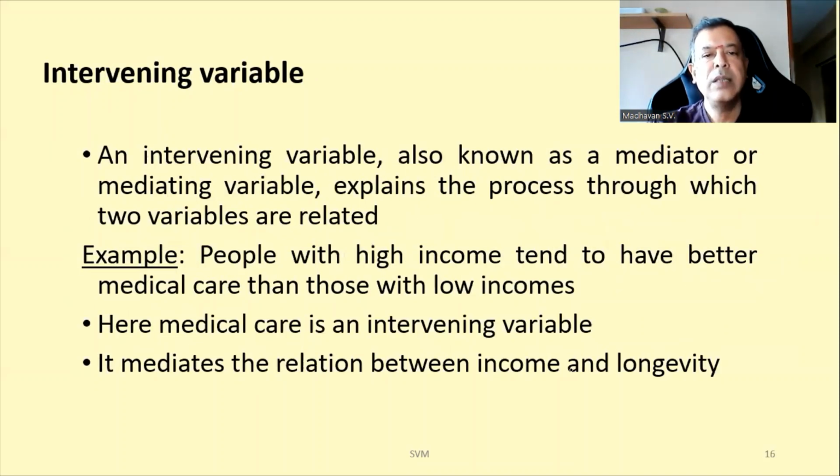Intervening variable, next one. An intervening variable, also known as a mediator or a mediating variable, explains the process through which two variables are related. For example, people with high income tend to have better medical care than those with low incomes because they can afford to pay for the medical care. So here medical care is an intervening variable. It mediates the relation between the income level and longevity. This is an intervening variable.